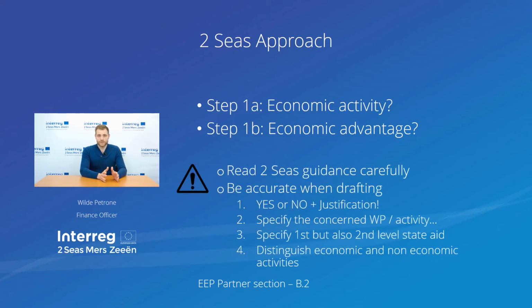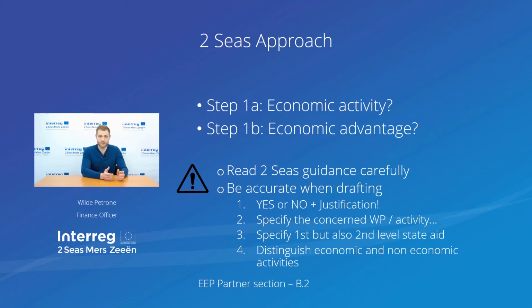So when you will have to fill in the section on the EEP, we would ask you, and even mostly recommend you, to read the 2Cs guidance carefully, meaning the guidance document that we've developed, but also all the guidance boxes and notes that you can find on the website and on the EEP, to be as accurate as possible when you will draft and answer these two yes-no questions, economic activity and economic advantage, where we will expect, even if you select yes or no, a clear justification.